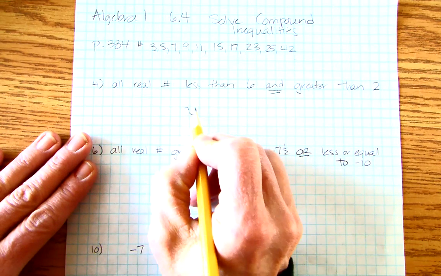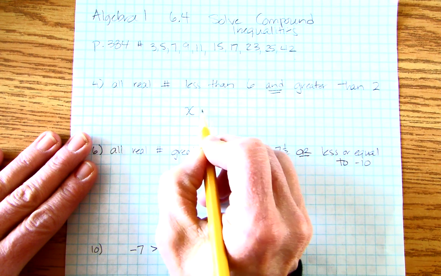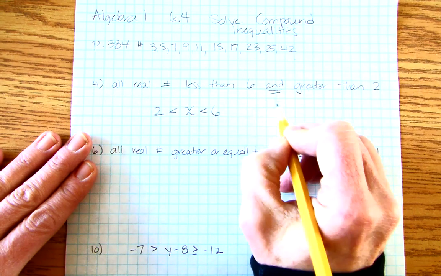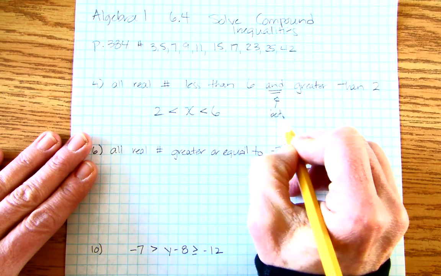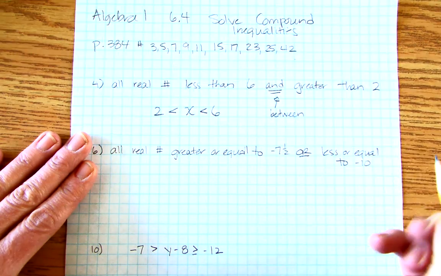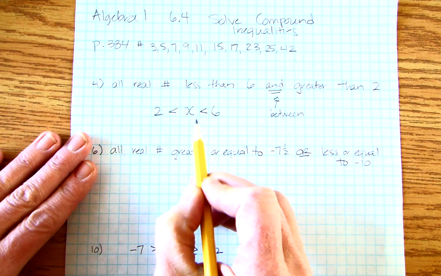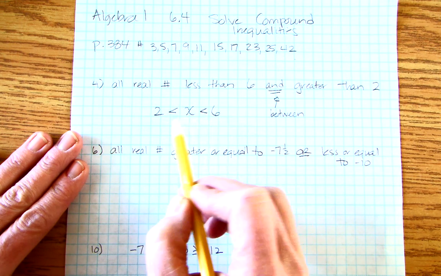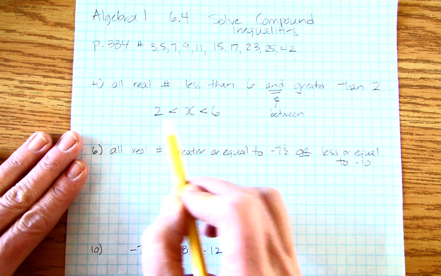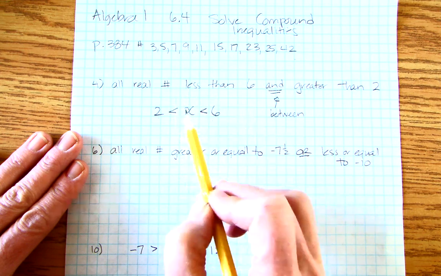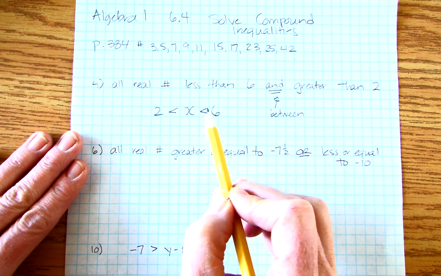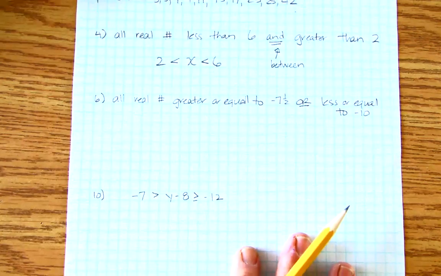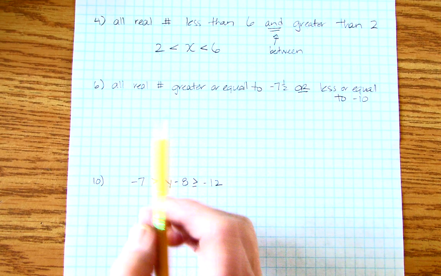So x is less than 6 and greater than 2. These are my numbers, all real numbers, and they are less than 6 and greater than 2. "And" essentially indicates a between. Whatever variable you want to use can go between the two numbers. Any solutions occur between 2 and 6. So the numbers are less than 6 and greater than 2.